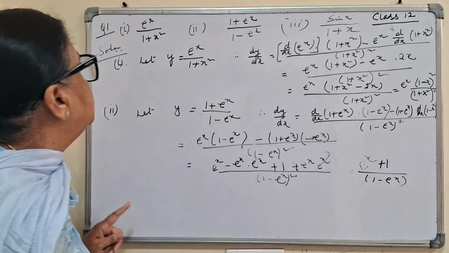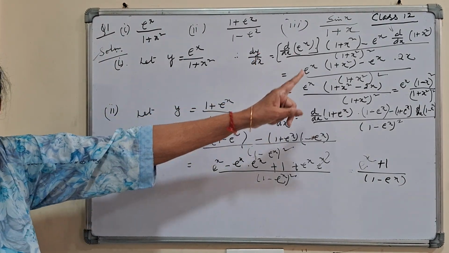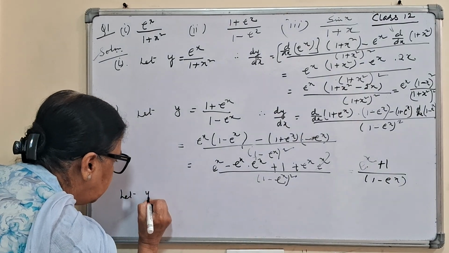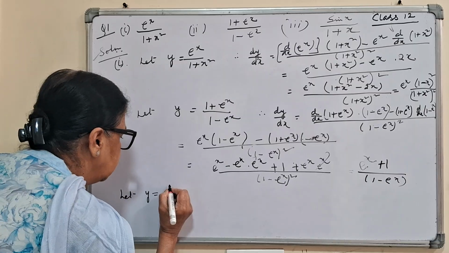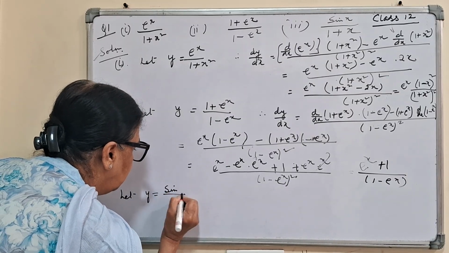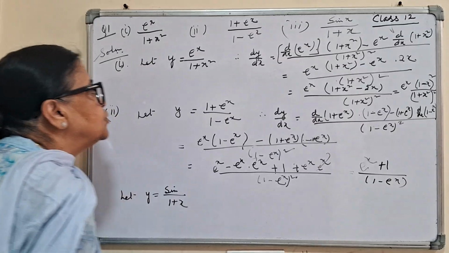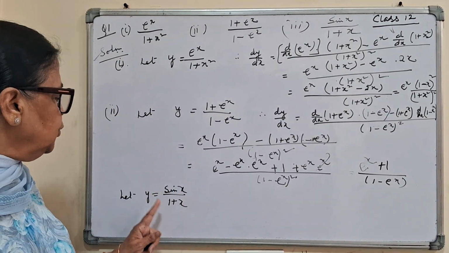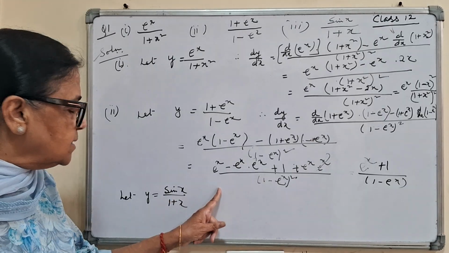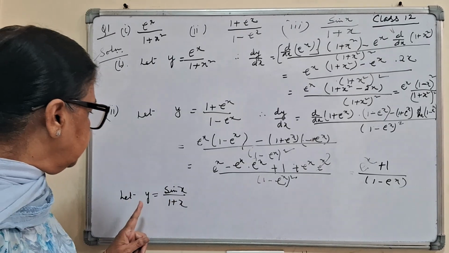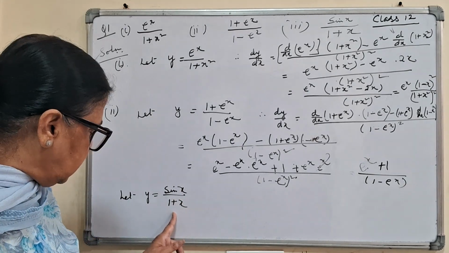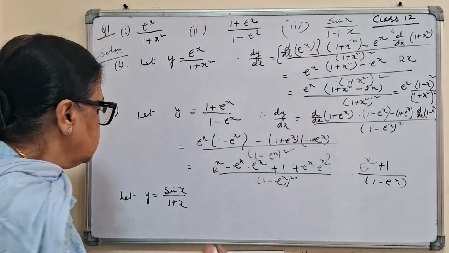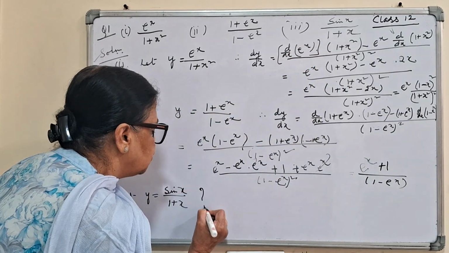Similarly, you can do this: let y be equal to sin x by 1 plus sin x. Why don't you do it yourself? The derivative of sin x is cos x into 1 plus sin x, minus sin x into the derivative of 1 plus sin x, divided by (1 plus sin x) whole square. I will ask you to do it yourself.